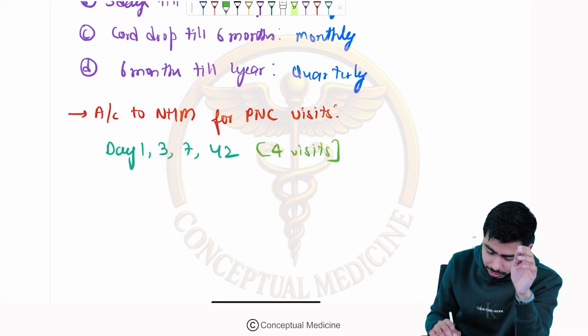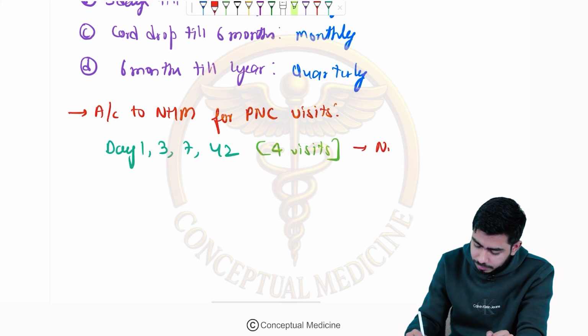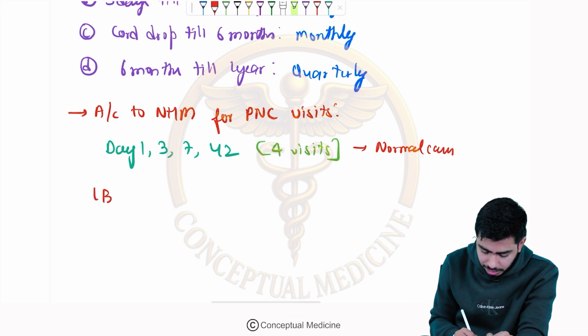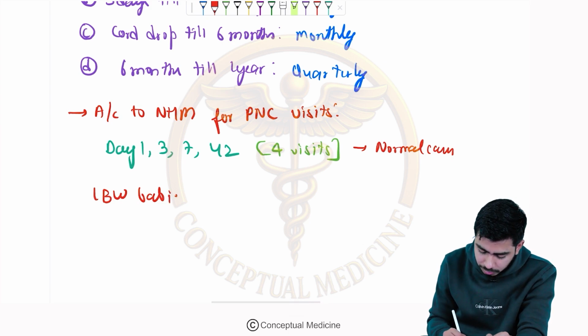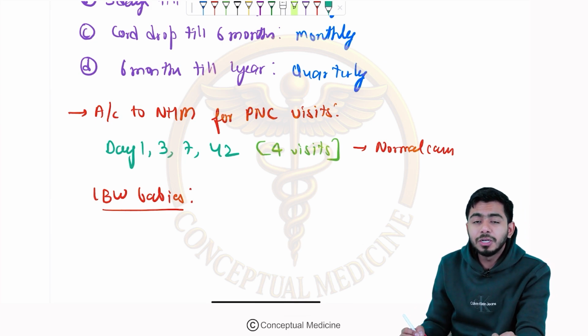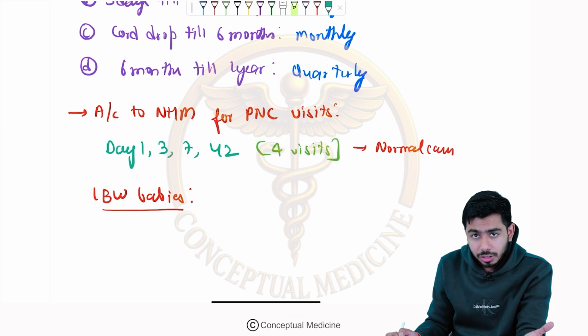Now, that is for the normal babies. That is for the normal cases. If a low birth weight baby came, in case of low birth weight babies, we need to make sure: will it need fewer visits, the same visits, or more visits? It will need more visits because it is a low birth weight baby.